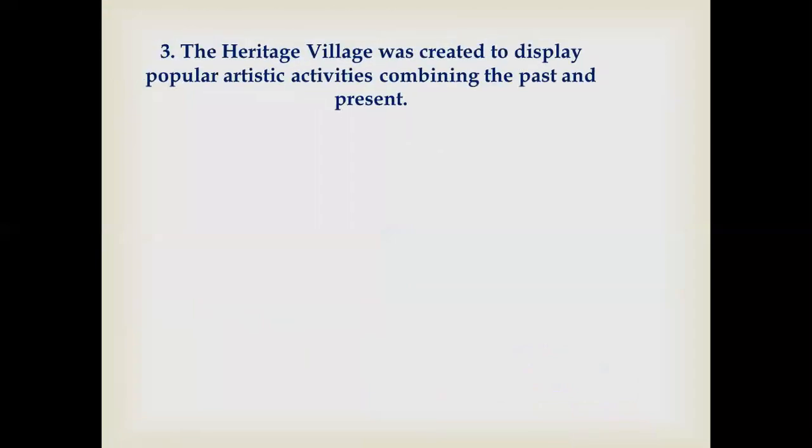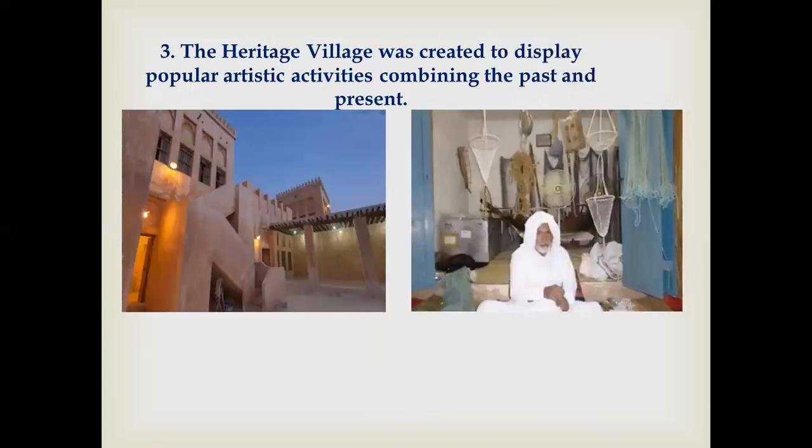And number three, the Heritage Village was created to display popular artistic activities combining the past and present. So here are some example pictures. It is actually, guys, a mock-up of a traditional Qatari seaside settlement. It is a hub of different kinds of activities with locals, like weaving, pearl trading, and practicing different kinds of crafts. It is a place where a lot of tourists go, because it really reflects the way Qatari people lived before, and you can find several things that reflect their culture and tradition.